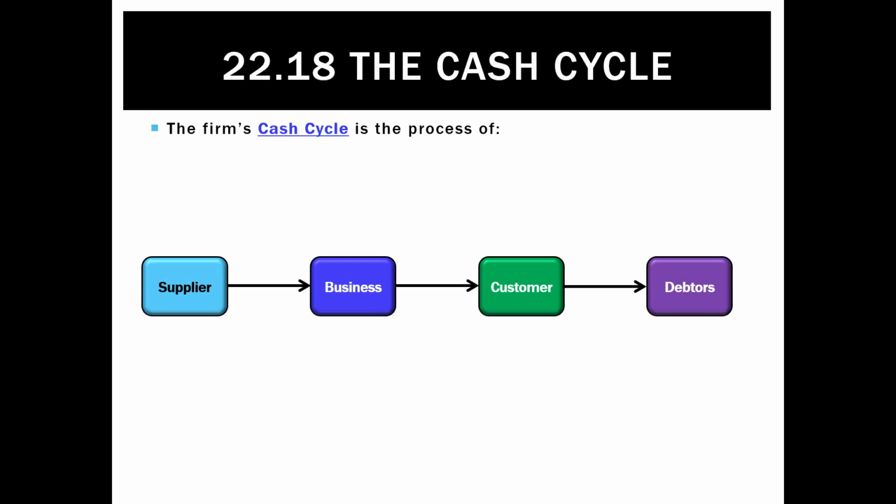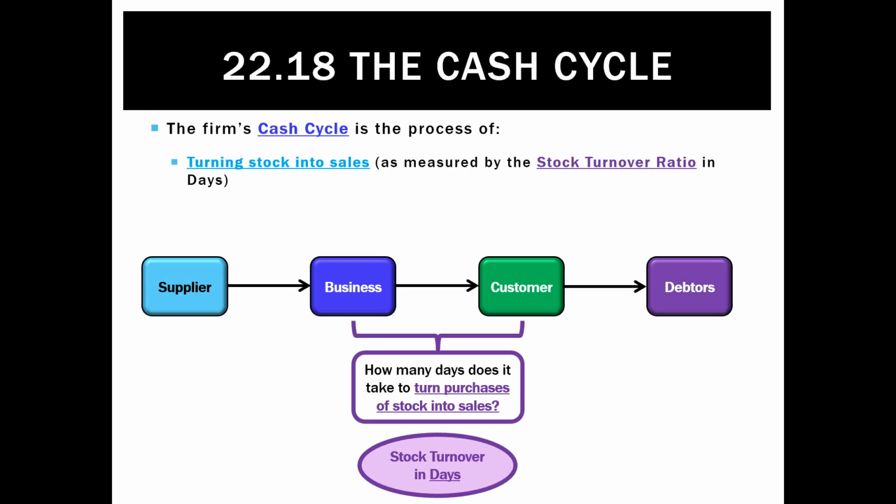We'll finish our analysis of the operating efficiency ratios by looking at the cash cycle, and we did cover this in chapter 20. And what we looked at was the cash cycle is basically two ratios added together. The first one is the ratio that looks at how long does it take to turn stock into sales. That was measured by our stock turnover ratio.